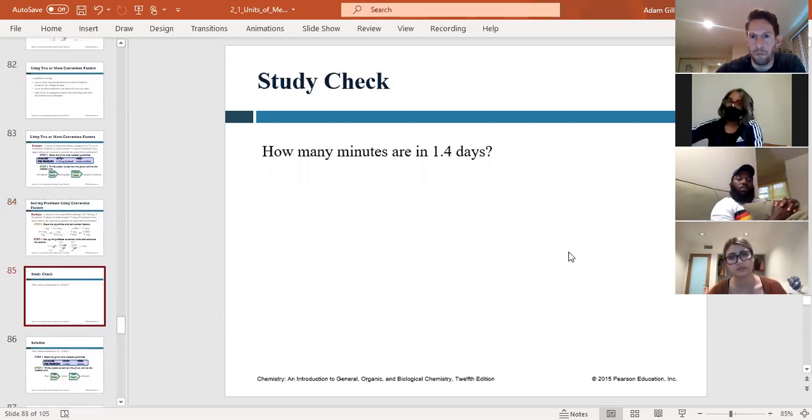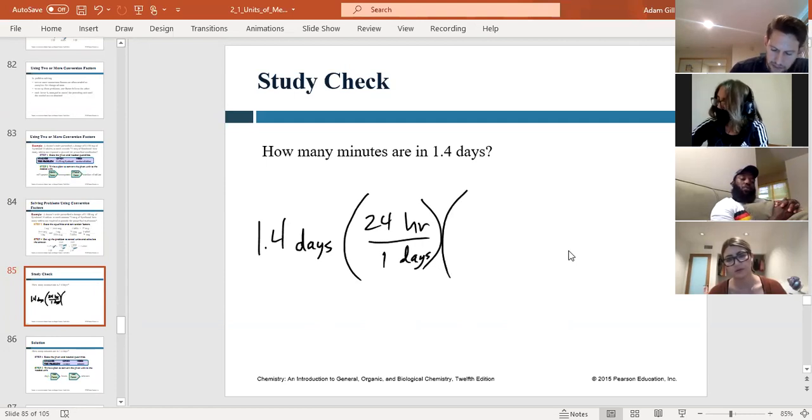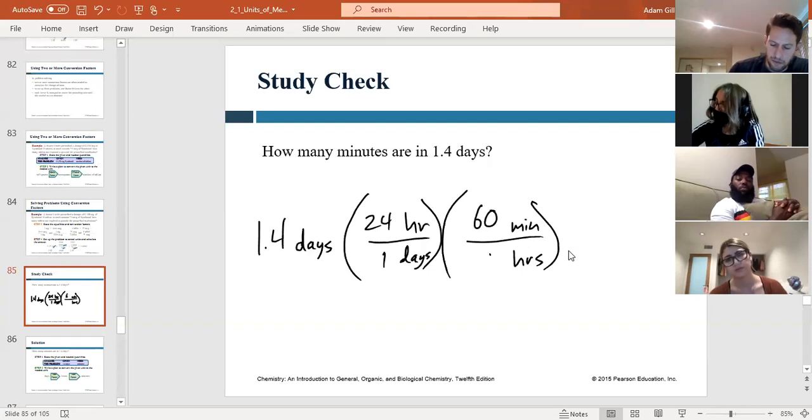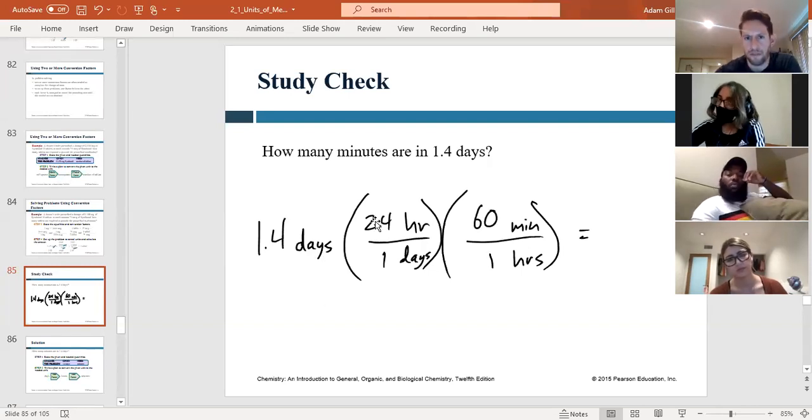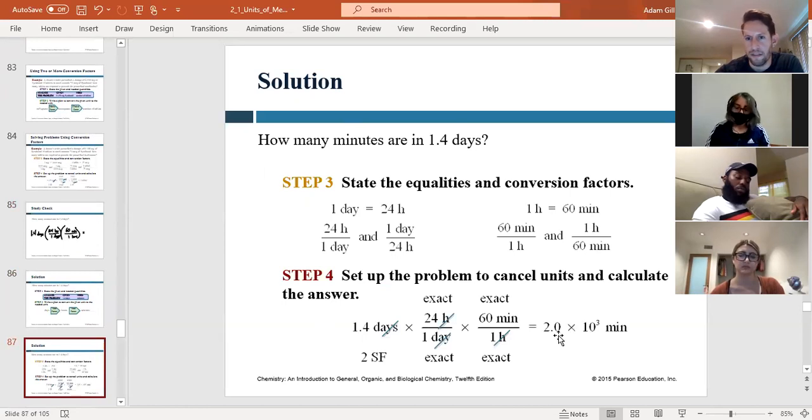How many minutes are in 1.4 days? It was kind of like the example we did previously. So how would we set this up? We want to get rid of days and go to hours. How many hours in a day? 24. And then we want to get to minutes, so we want minutes on top and hours on the bottom. There's 60 minutes per 1 hour. So 1.4 times 24 times 60, and you end up with 2 times 10 to the third.